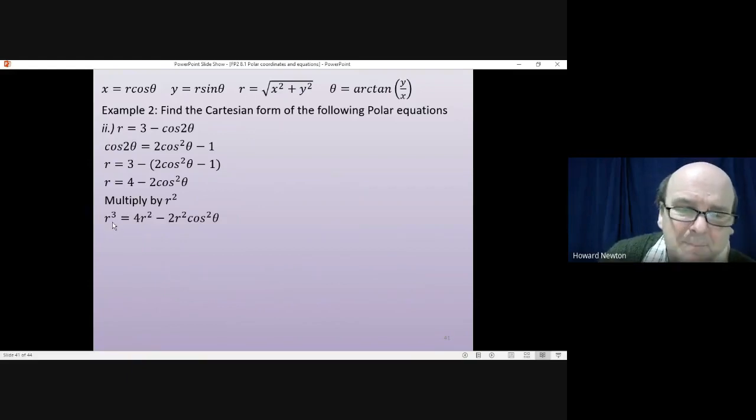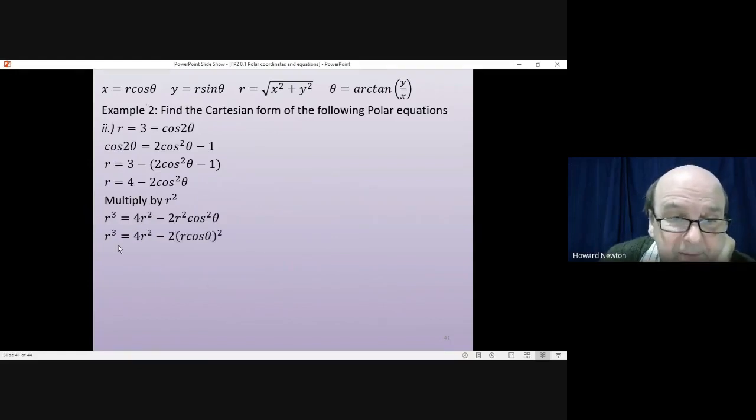Well, r or any power of r is fine, because we know that r is equal to the square root of x squared plus y squared. So if we ever see r or a power of r, we can just substitute in using this. So the first term is fine, the second term is fine. The next question really is how are we going to deal with all of this? Well, the other thing we know is that r cos theta is equal to x, or r sine theta is equal to y. And this is now very nearly in that form. So what we have there is r cubed equals 4r squared minus 2 into (r cos theta) squared. And at this point, we can now substitute in for all three things.